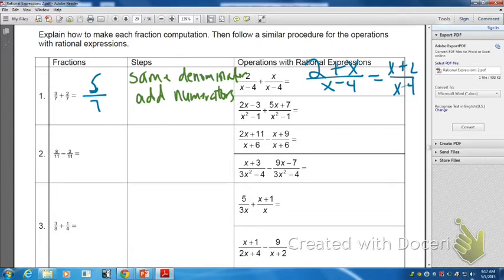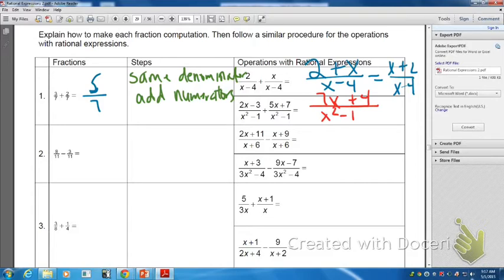So let's look at that second one, that 2x minus 3 over x squared minus 1 plus that 5x plus 7 over x squared minus 1. Same thing, right? If they have the same denominator of x squared minus 1, we'll carry that on over, and then we will add those numerators together. So we have a 2x minus 3 plus a 5x plus 7. So we can combine those like terms. Our 2x and 5x would give us 7x, and our negative 3 and 7 would give us positive 4. Okay? Any questions on that?